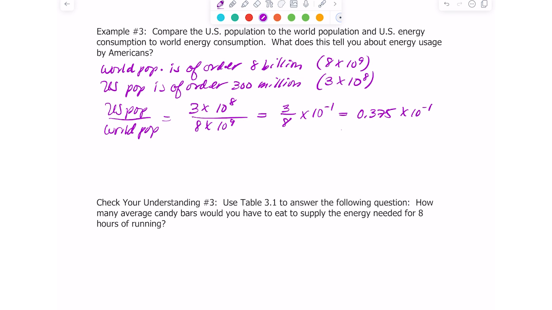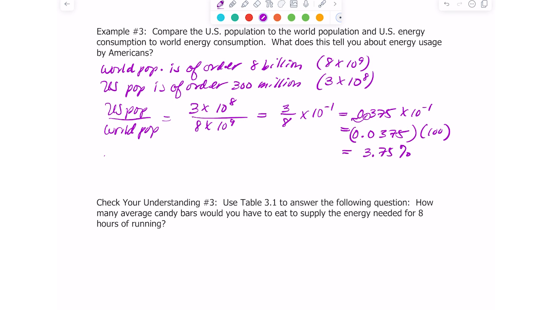And let's change that to a percentage, so we know what percentage of the world population is the US population. If I write 0.375 times 10 to the negative first, I'll move back one place. That's what that -1 tells me. So really it's just 0.0375. And as a percent, I would multiply that by 100, or move the decimal 2 places to the right, which would give me 3.75%. So that's what percentage of the world population is the US population. It's roughly 4% of the world's population. Okay, that's what the US population is.